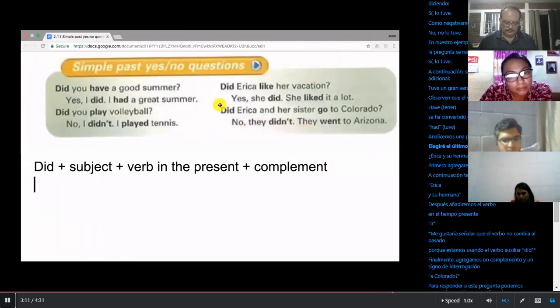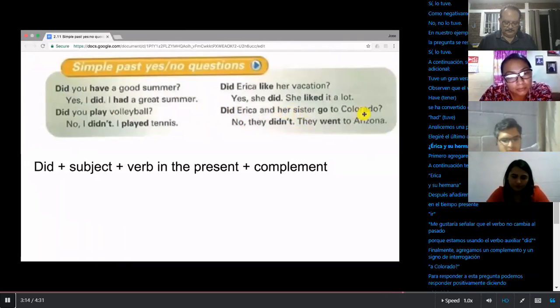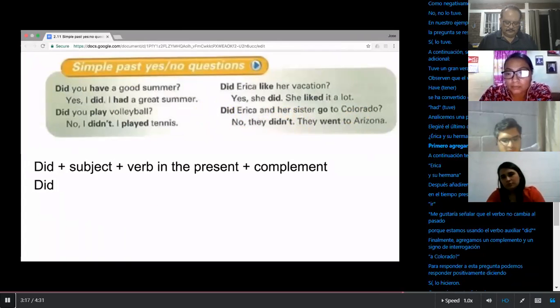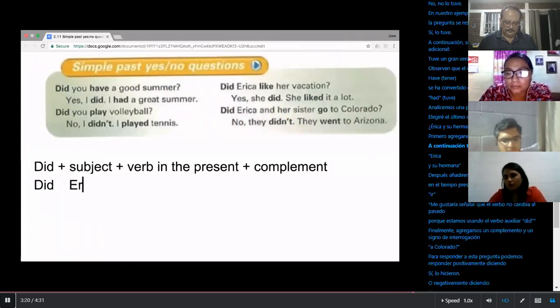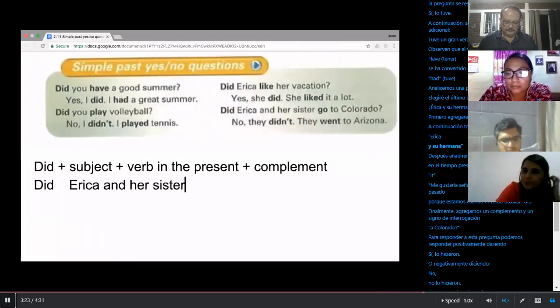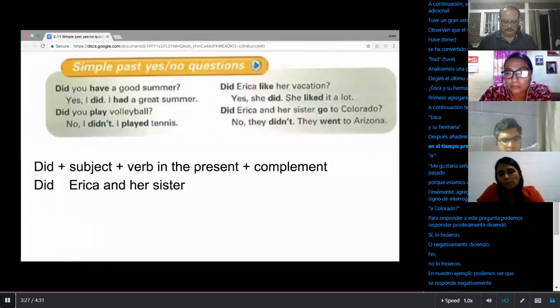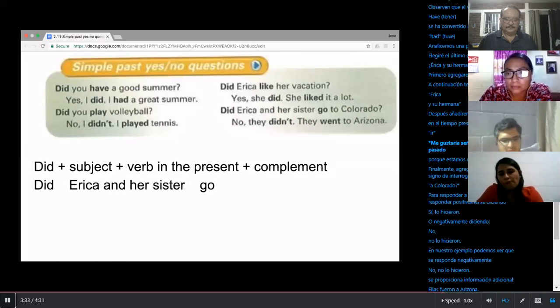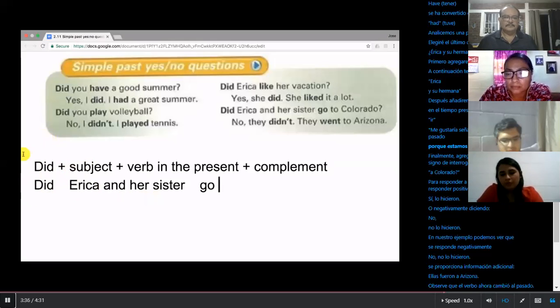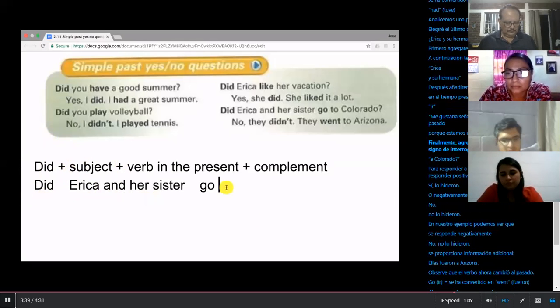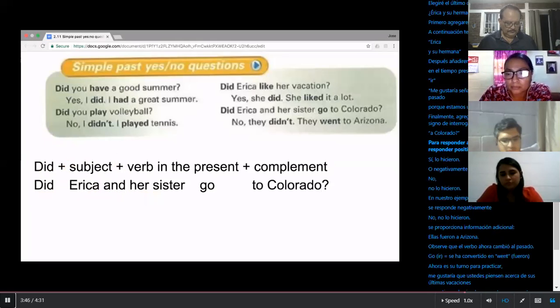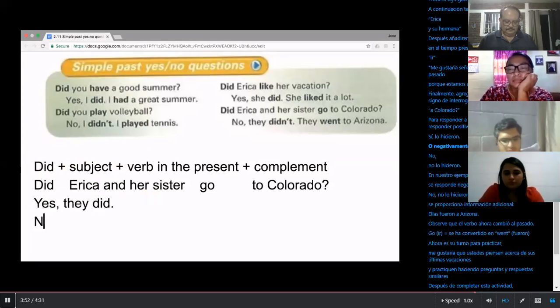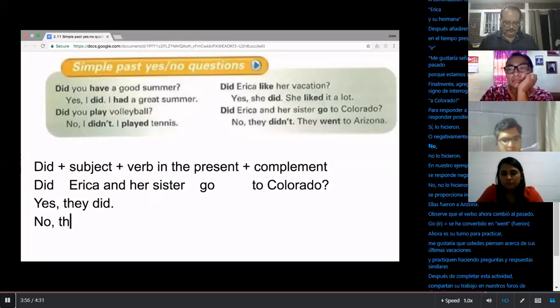I'll choose the last one on this chart. Did Erica and her sister go to Colorado? First, we will add the auxiliary did. Next, we need to include the subject, Erica and her sister. After that, we will add the verb in the present tense, go. I would like to point out that the verb doesn't change to the past because we are using the auxiliary did. Finally, we add a complement and a question mark to Colorado. To answer this question, we can answer either positively by saying, yes, they did, or negatively by saying, no, they didn't.